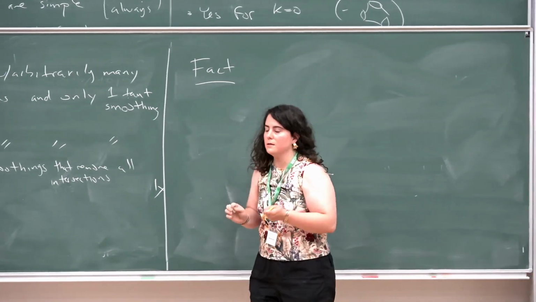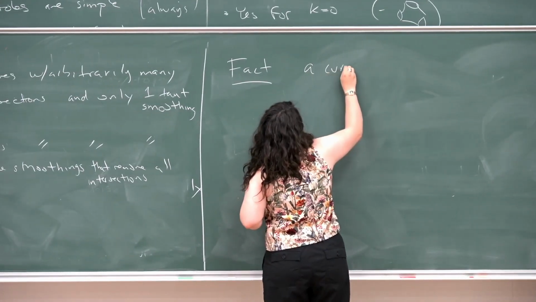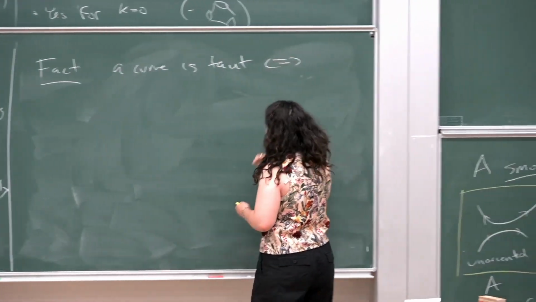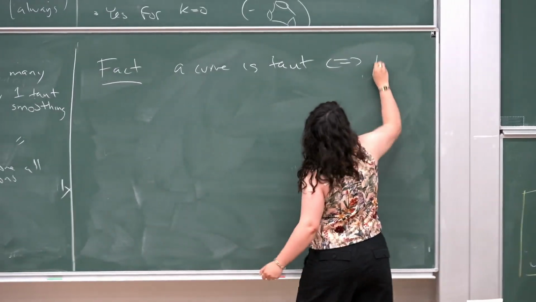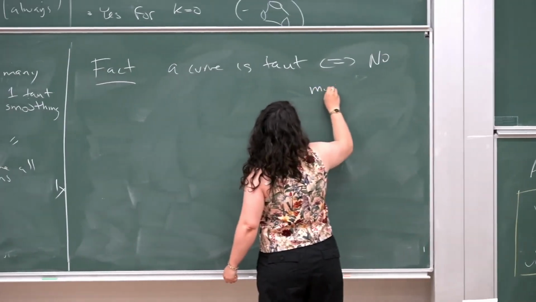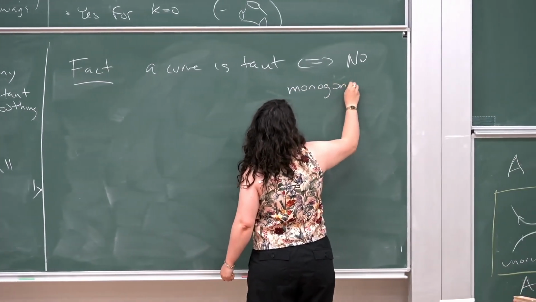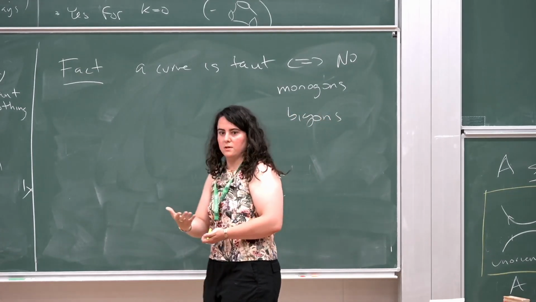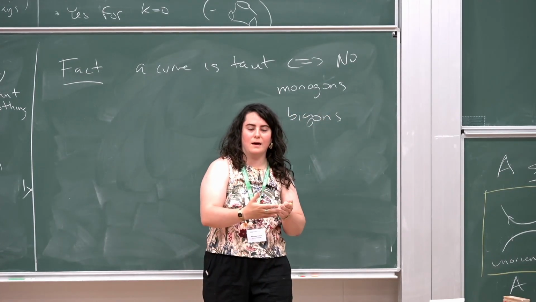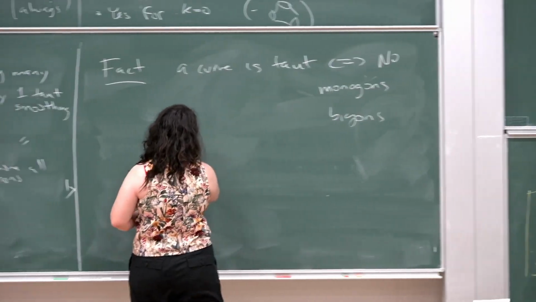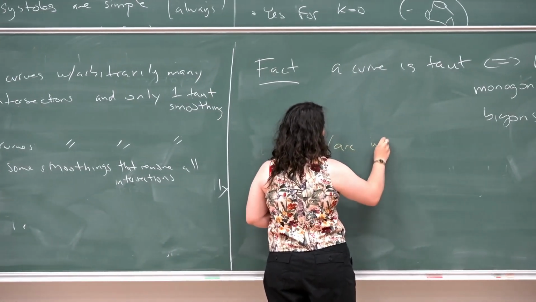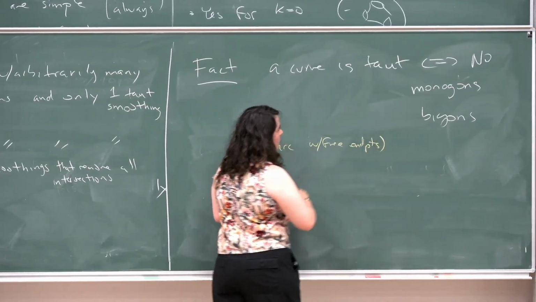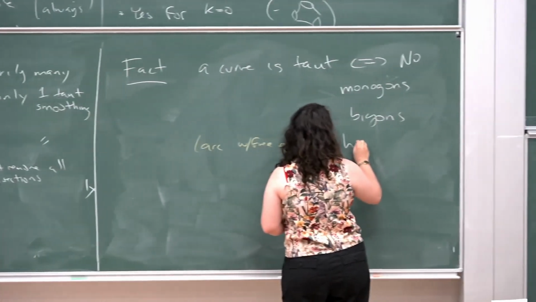Right, so here's a fact. A curve is taut if and only if it has no monogons, bigons, and in the case where a curve means an arc with endpoints, we have to add a third possibility, which is a half bigon.